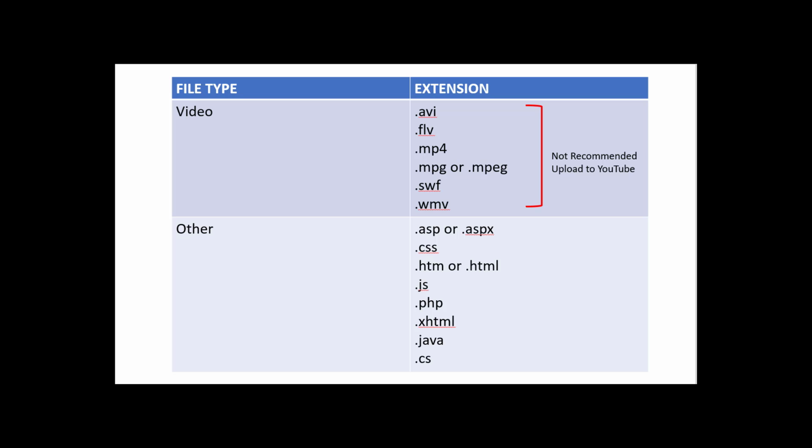Video file types are indicated by the extensions shown on the screen. However, it is not recommended that you upload any of these video files to your Canvas course. They may not be able to be uploaded due to file size, and on the student side of things, they may not be able to be downloaded and played. And if their connectivity or their internet is slow, the video may be sluggish or unplayable. It is recommended that you upload all video files to YouTube and share them as a link.